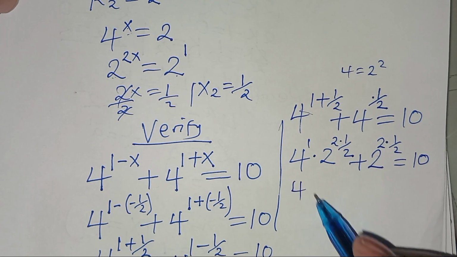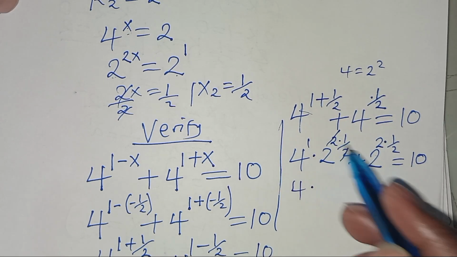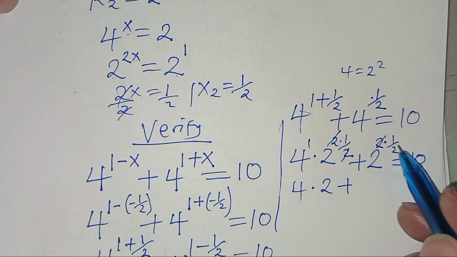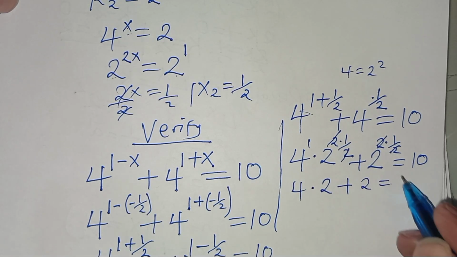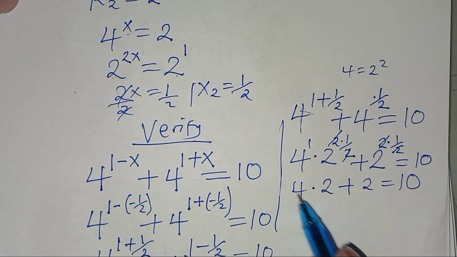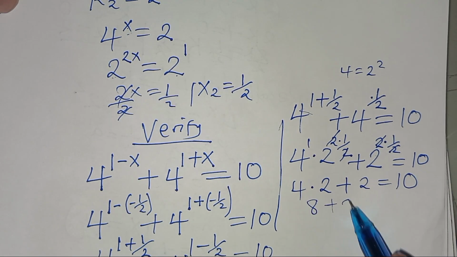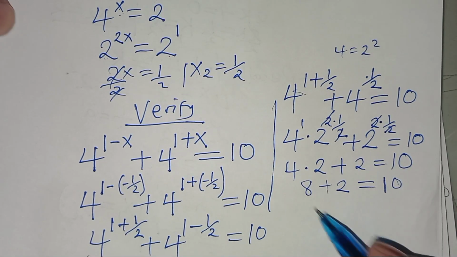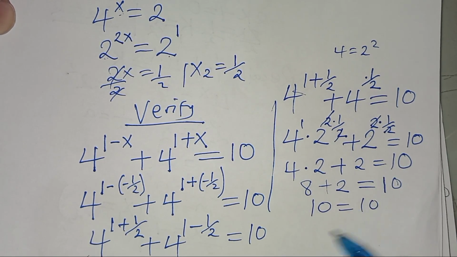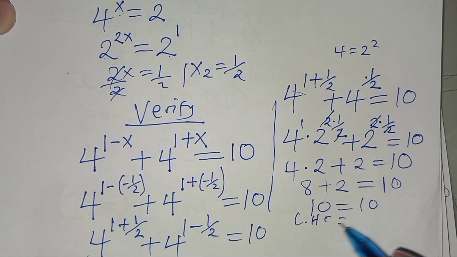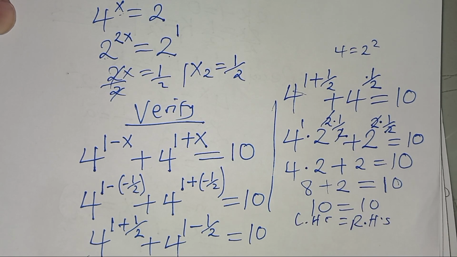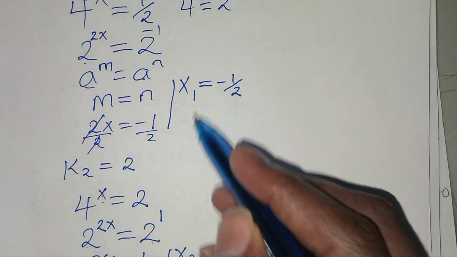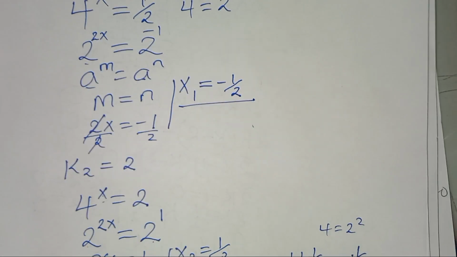So here we have 4 times, now let's simplify here. So this is 4 times 2, plus 2 to the power 2, let's simplify here, so plus 2. This should give us a value of 10. So 4 times 2, this is 8, plus 2. This is equal to 10. So it's true here, it is 10. That means that the left-hand side is equal to the right-hand side, and that affirms that the first value of x, which is negative half, satisfies the equation.